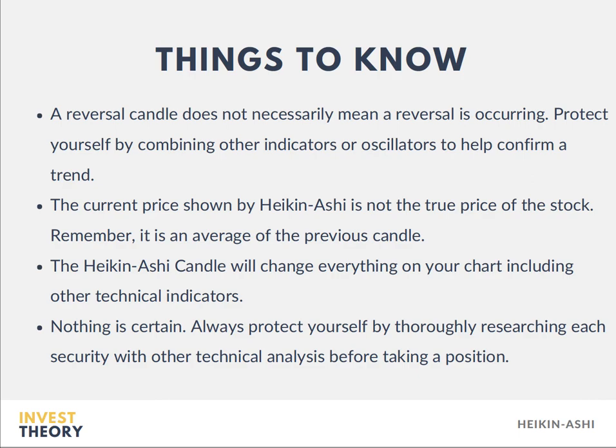Now, the current price shown by Heikin Ashi is not the true price of the stock. Remember, it's the average of the previous candle. So if you're tracking multiple systems and you've got one charting up that's Heikin Ashi and one that's not, the prices are going to be off. Also, remember that the Heikin Ashi candle is going to change everything on your chart, including other technical indicators, your MFI, your DMI, your Bollinger Bands, your Keltner channels, whatever it is, it's going to be different from a standard Japanese candlestick.